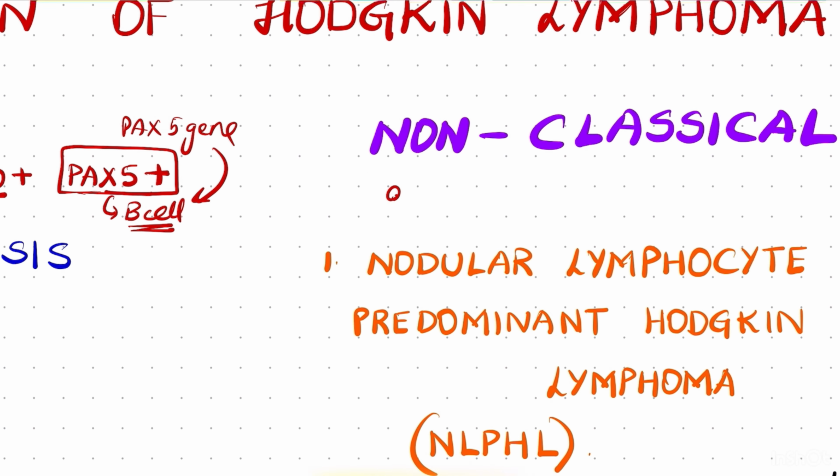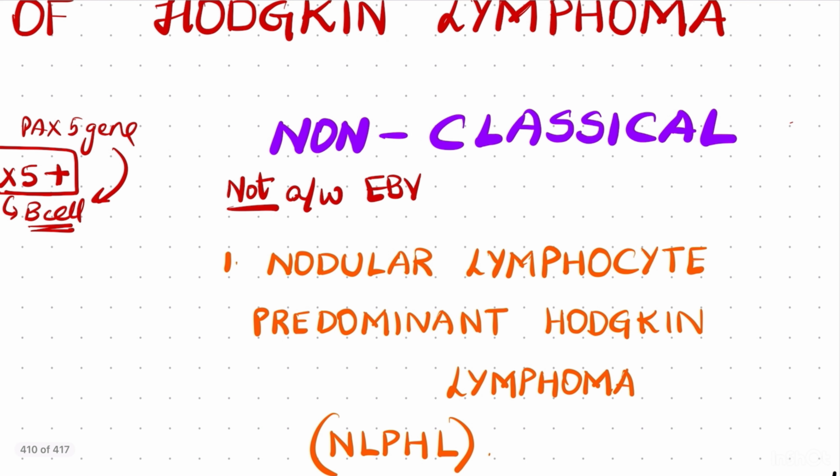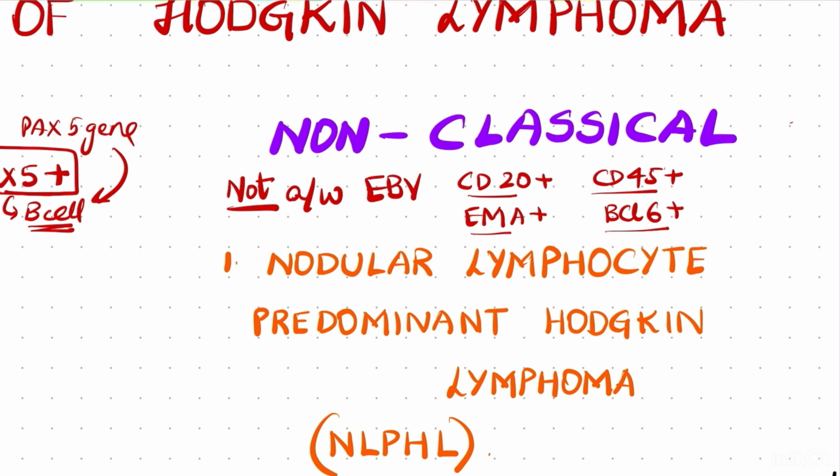Non-classical is not associated with Epstein-Barr virus, and the RS cells here express CD20, CD45, epithelial membrane antigen, that is EMA positive, and BCL6 positive. These four markers are positive in non-classical.